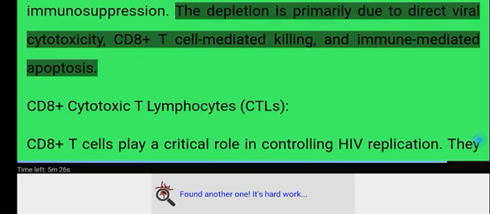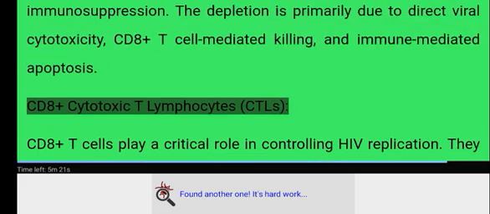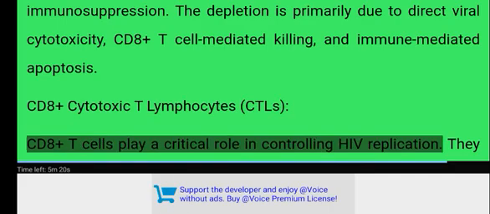The depletion is primarily due to direct viral cytotoxicity, CD8+ T cell-mediated killing, and immune-mediated apoptosis. CD8+ cytotoxic T lymphocytes, CTLs. CD8+ T cells play a critical role in controlling HIV replication.